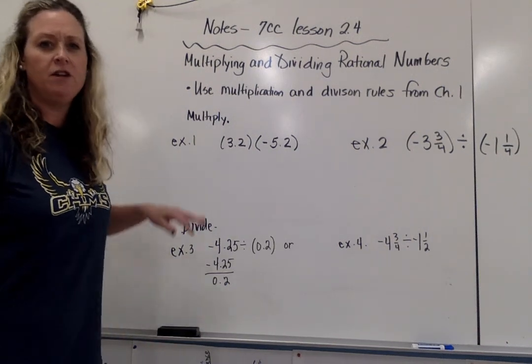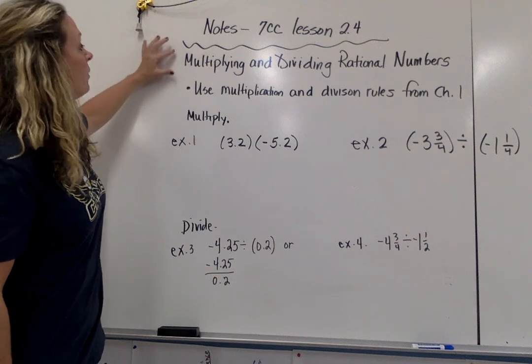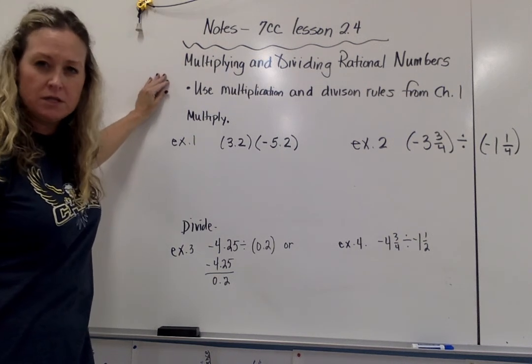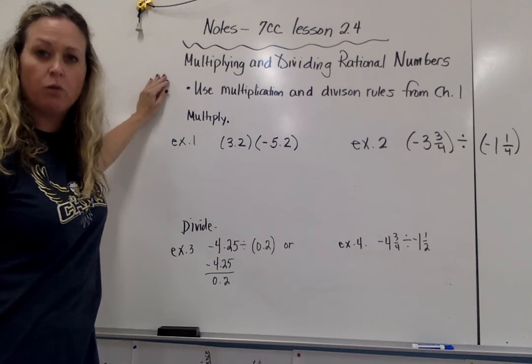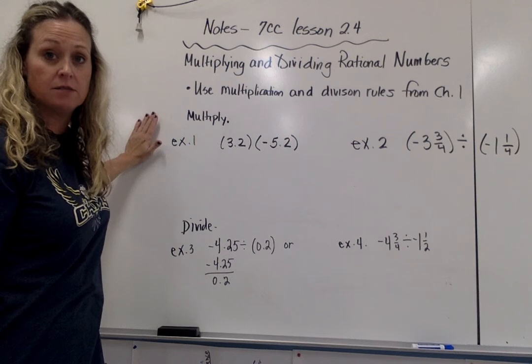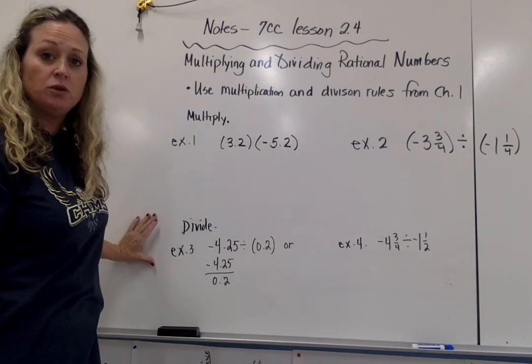Hi everybody, we're going to take video notes from the 7th grade Common Core lesson 2.4. We're going to be multiplying and dividing rational numbers. We're going to apply all of the same rules that we learned in chapter 1 for integers and apply that to fractions and decimals. In examples 1 and 2, we're going to be multiplying. In example 3, we're going to be dividing.